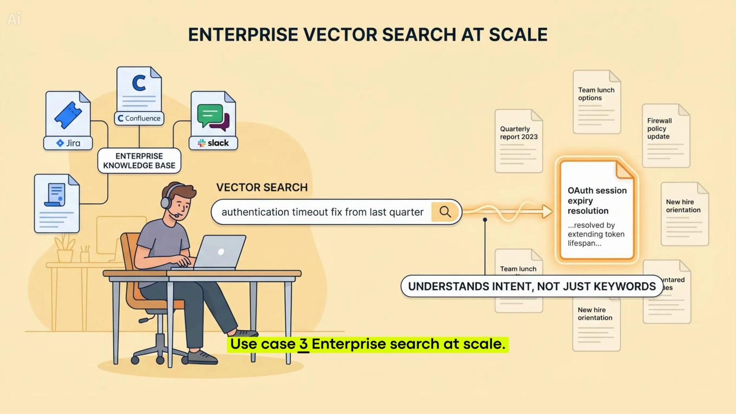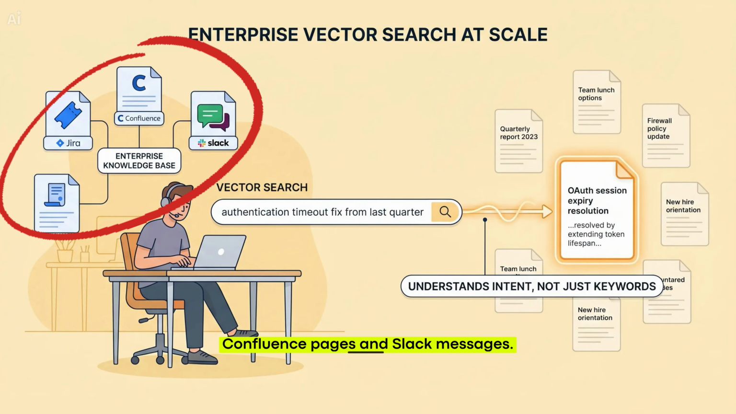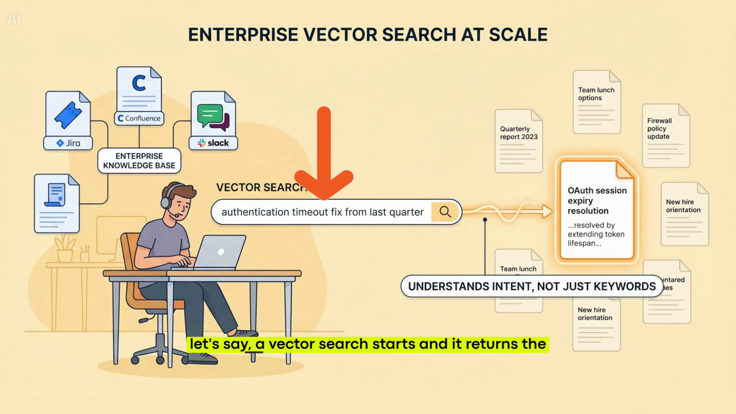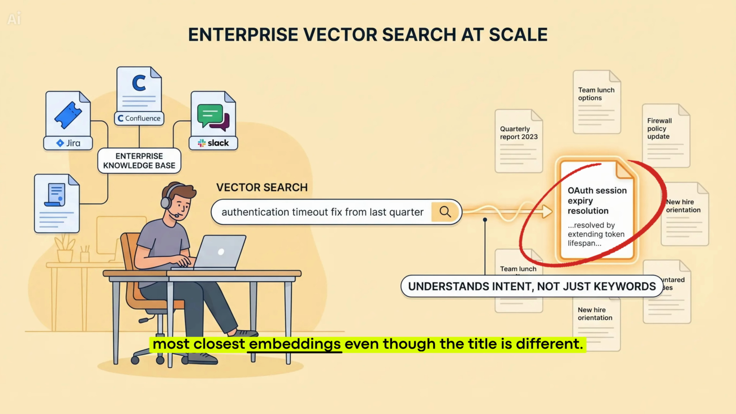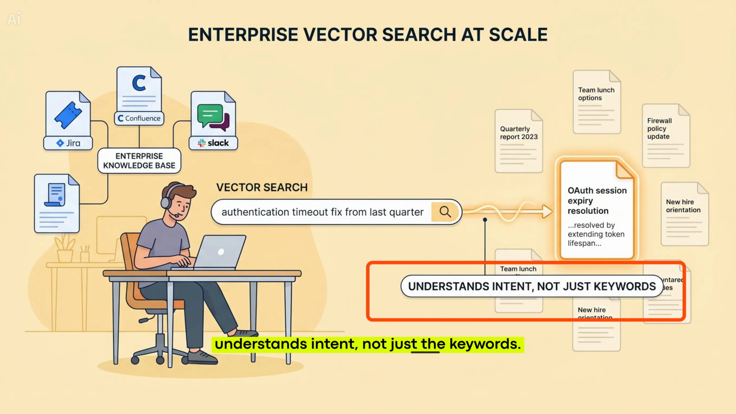Use case 3, enterprise search at scale. A company like Atlassian has millions of Jira tickets, Confluence pages, and Slack messages. When an engineer types "authentication timeout fix from last quarter," let's say, a vector search starts and it returns the closest embeddings, even though the title is different. So the pattern across all 3 use cases is that the system understands intent, not just the keywords.